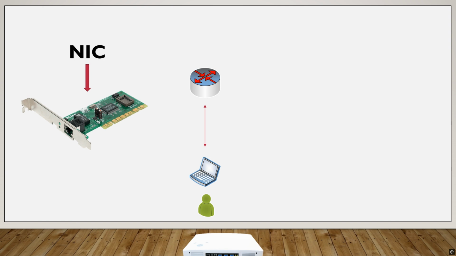Something else you may know is that there may be no cables between your laptop and the router in your home. And this is because your router is a wireless fidelity router, otherwise known as a Wi-Fi router, which means it uses radio waves instead of physical cables to send and receive data from your laptop.